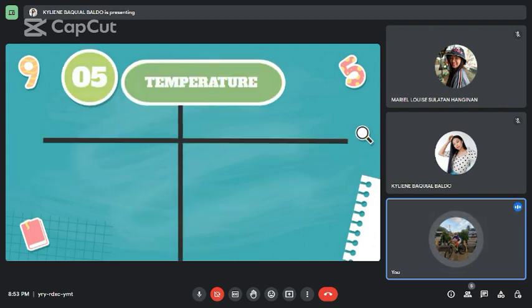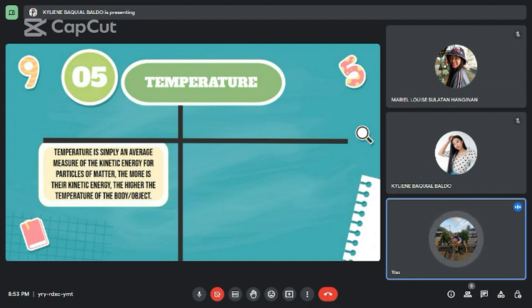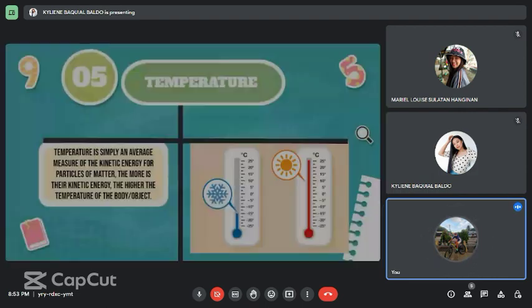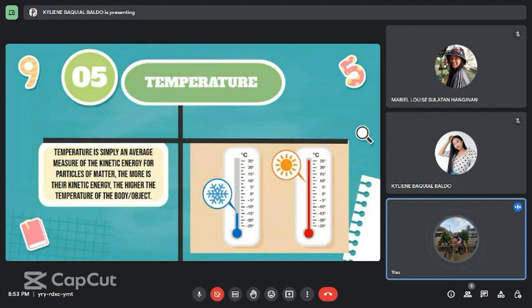So the fifth one is temperature. Temperature is simply an average measure of the kinetic energy of the particles of matter. The more kinetic energy they have, the higher the temperature of the body or object. So as you can see in the picture, there is a negative 15 degrees and the higher is 25 degrees.